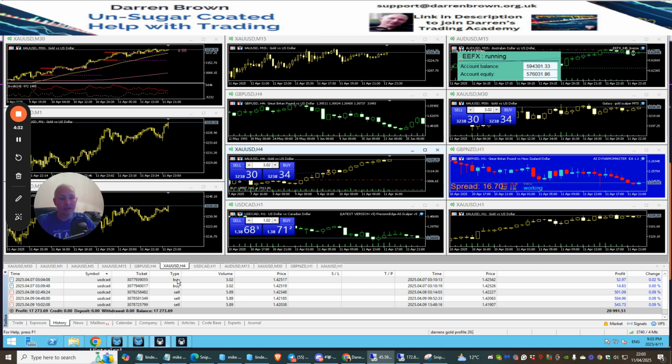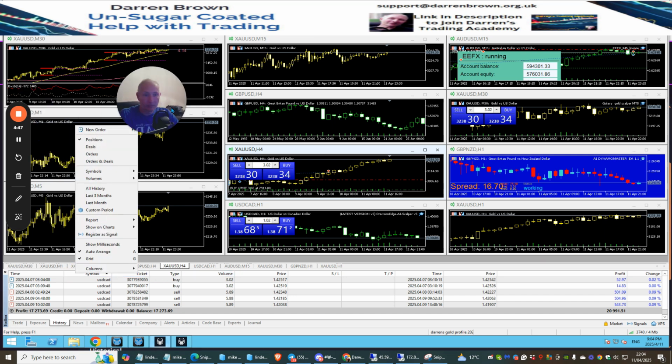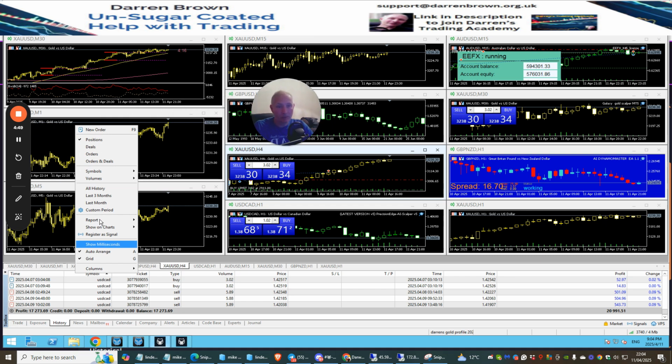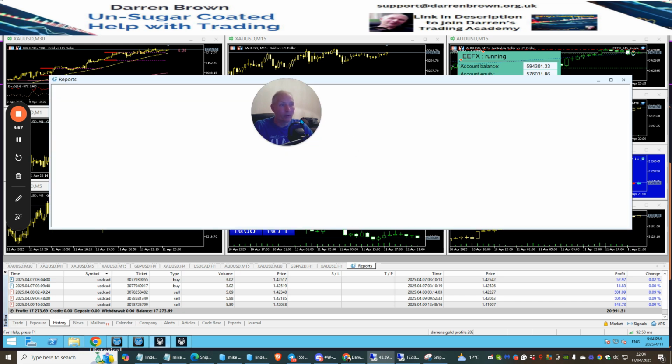Now, there's some other things that you can do here, which is great because it's got some great tools. I'm going to just go over these very quickly. One of them which you can do is if you go back to the symbol, right mouse click, let's just move this up. If you click on report and then click overview, this is going to open up a report of all of your trades, and this will give you some idea.